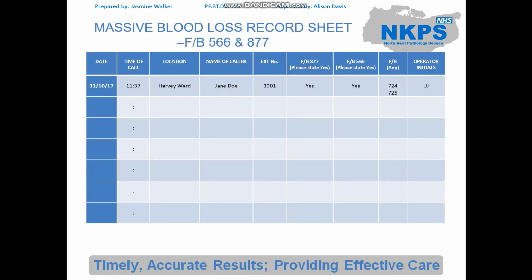This is an example of their record sheet. So they will have the date, the time, the location, name of caller, extension number, whether they've bleeped the right places, and any other places that they've bleeped, and the operator's initials.